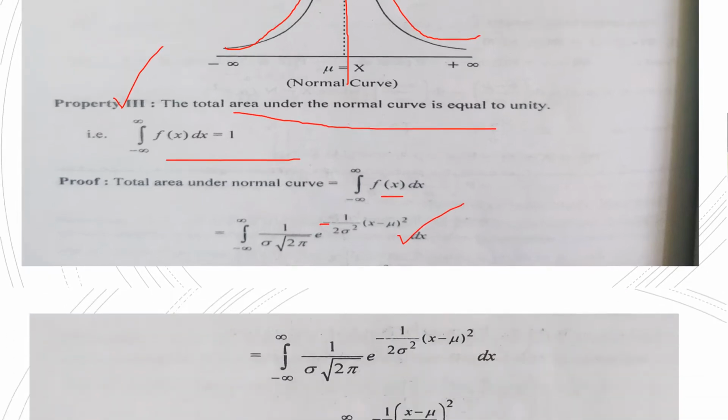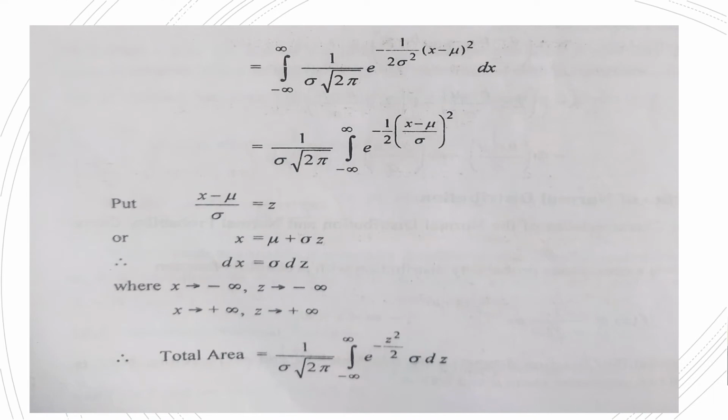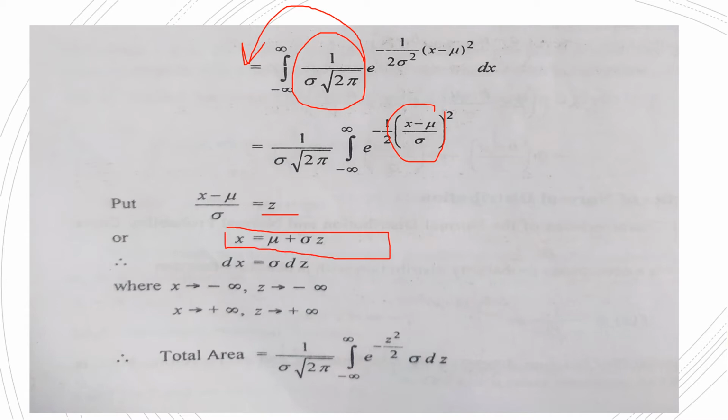Now we will integrate this. In order to simplify, make it a constant term and take it out. So we will put this term equal to z. On rearranging the terms, we get the value of x: x is equal to mu plus sigma z. From here we get dx is equal to sigma dz. As x approaches minus infinity to plus infinity, z will also approach minus infinity to infinity, and our integral reduces to this. So this sigma is cancelled with this sigma.